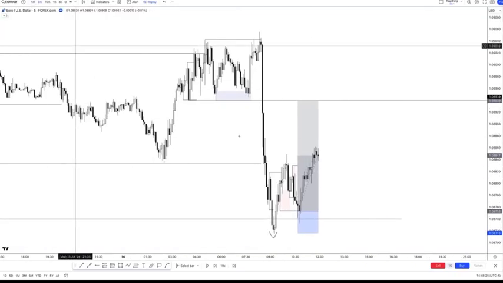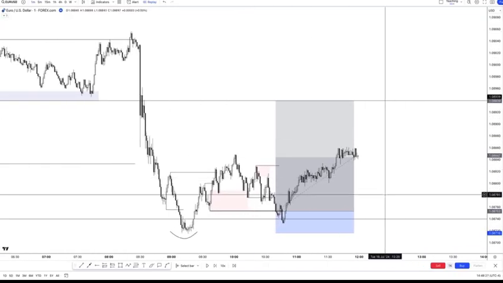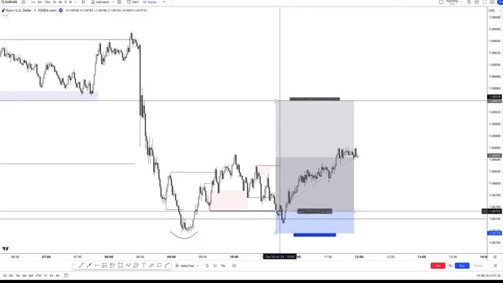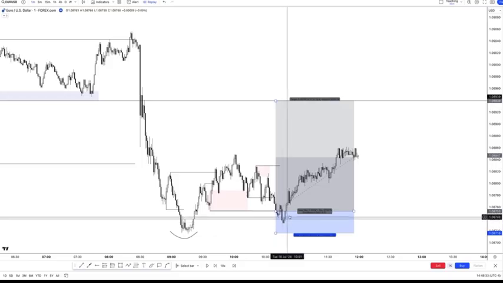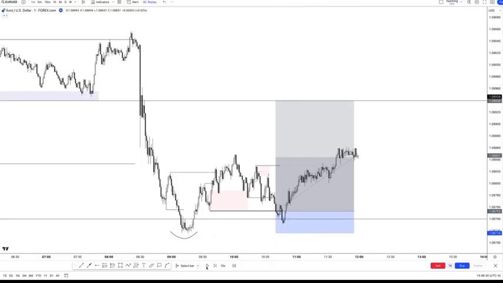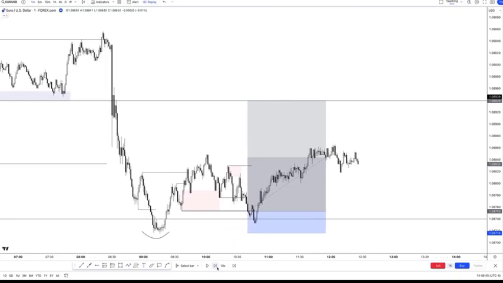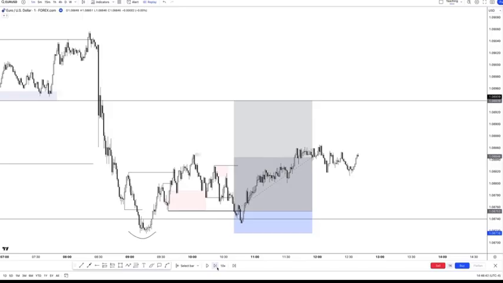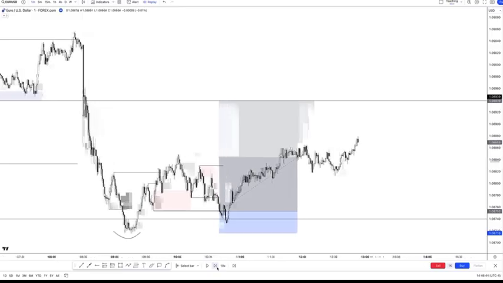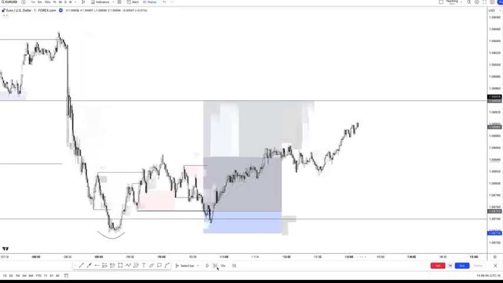Okay, so unfortunately, replay mode bugged out, but this was the entry. Okay, you can see I went a little bit deeper, no problem, and then we kicked out and went long. Very, very beautiful. And pullback to continue higher.